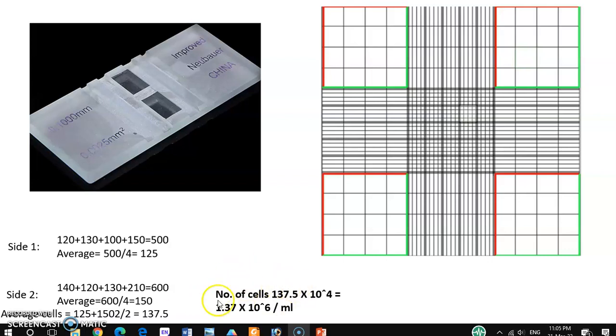After that, eventually you will find the cells by this formula. The cell number you got, multiply by 10 to the power 4. So this should be your final cell count, around 1.37 × 10^6 cells per ml, so around 1.37 million cells per ml. If you have 10 ml of cell suspension, multiply by 10, and that many cells you have in total. So that is the exact process of how to count cells by hemocytometer.